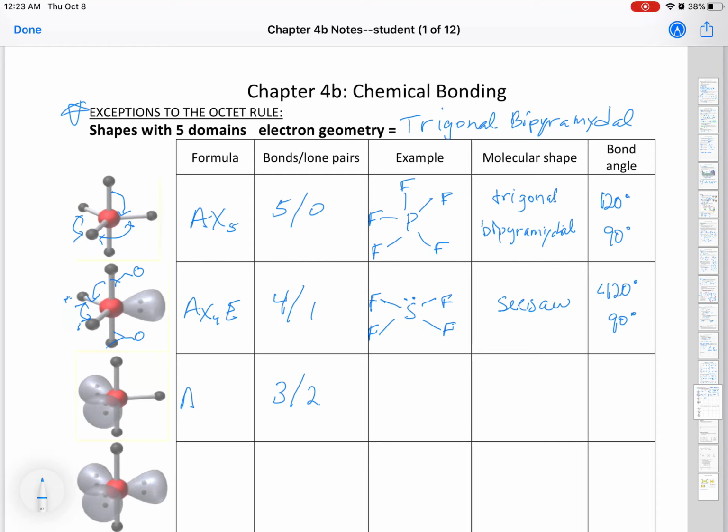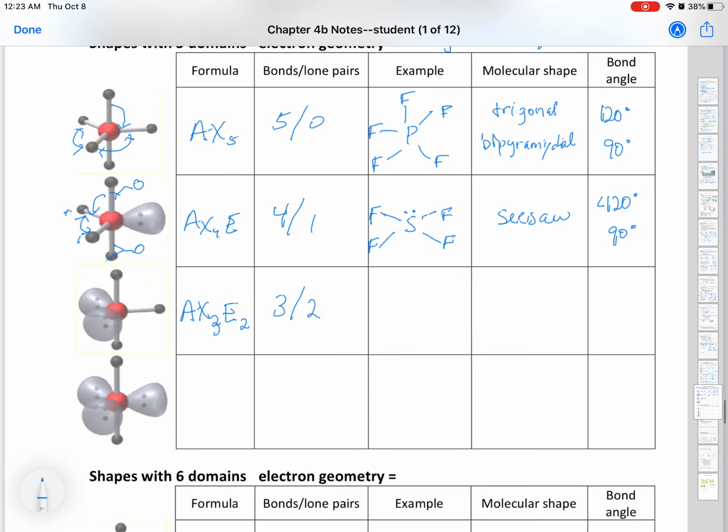This one has three bonds, two lone pairs. An example of it would be chlorine trifluoride. And this is called T-shaped. And the bond angles here are all 90 degrees.